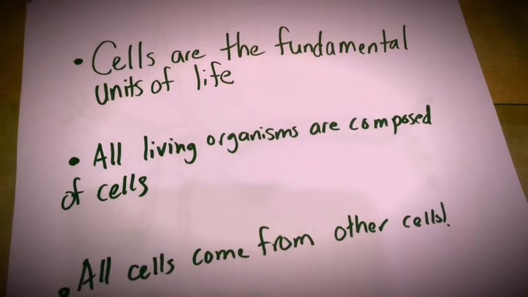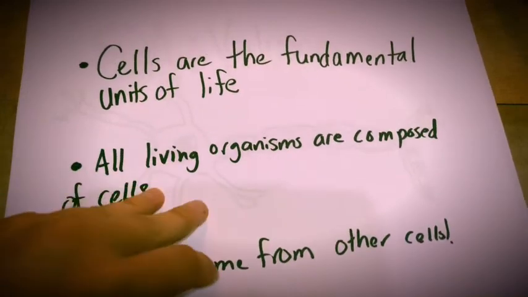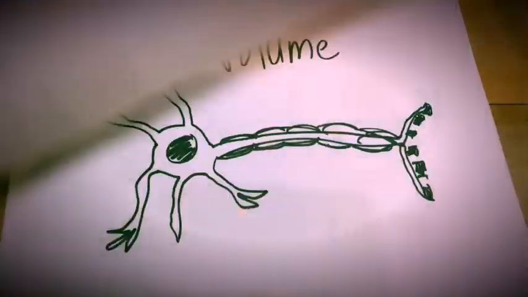So cells are the fundamental units of life. So all living things are made of cells, and all cells come from other cells. And these three main parts took scientists a lot of years to sort of agree on. Different scientists like Theodore Schwann, who we call Schwann cells after, came up with different parts of this theory, but these are the essential and fundamental parts of it that we know now.